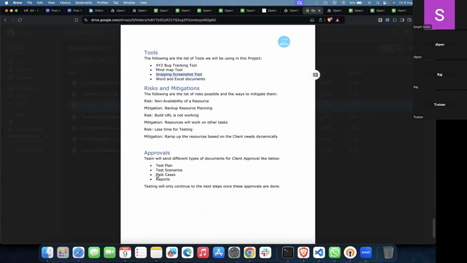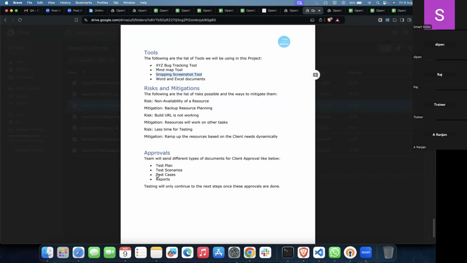Now, risk and mitigation. So let us discuss the risks first. Risk: non-availability of a resource. Mitigation: backup resource planning. While you are writing the test document, there are certain risks associated while we are developing the software or while we are testing the software. So before the testing or development begins, it is the job of the testing manager to identify whatever risk they might be facing during the entire STLC journey.